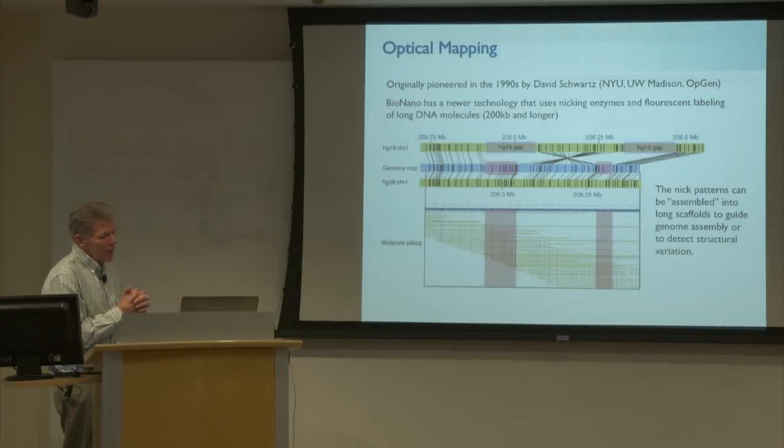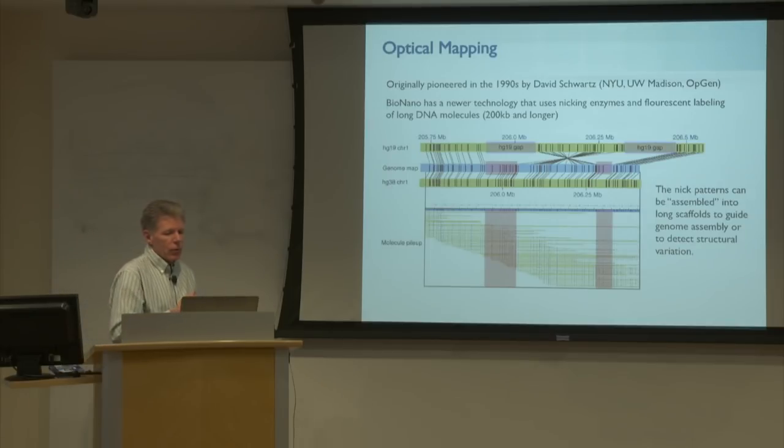There's also optical mapping technology. Some of these go way back to the 1990s, and there are more modern ones by Bionano Genomics. The advantage of optical mapping is you get really, really long strands of DNA, multi-megabase scale. But then typically you do something like nicking the DNA and attaching fluorophores to it, so you get a pattern of nicks based on restriction sites in the DNA.